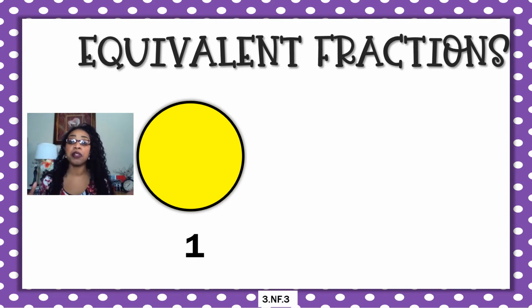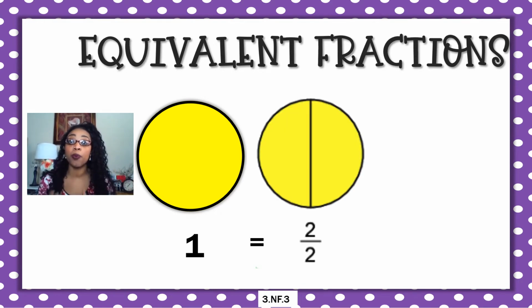So this circle represents one whole. The kids are used to this before they get to third grade. They know that that circle is one whole. But what happens when I take that whole and I simply just break it into two parts?